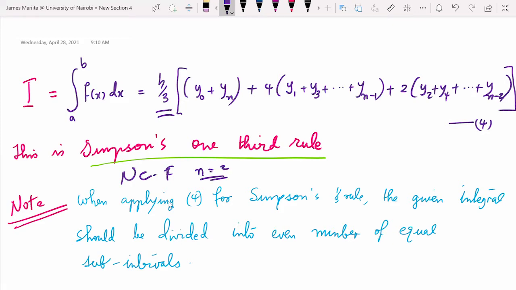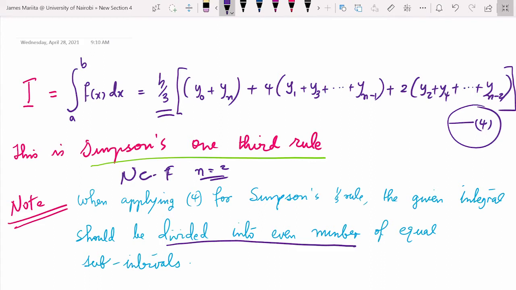So when applying this equation here, one thing that you're supposed to note is that the given integral should be divided into an even number of equal subintervals. Otherwise, it will not be applicable.